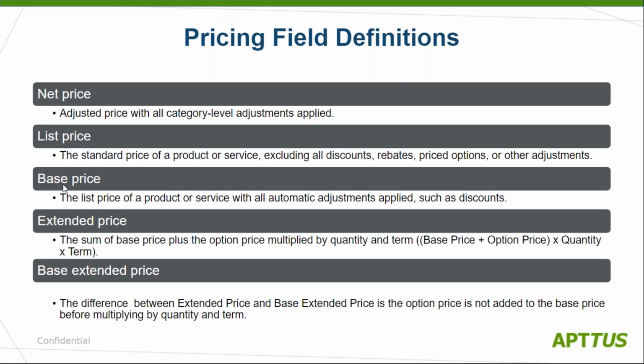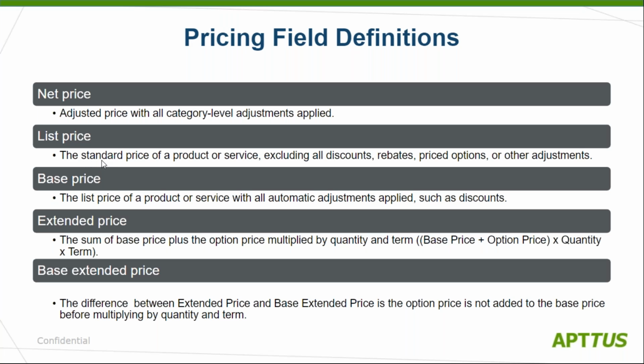Okay, so that is why, if you see the definition, it is the list price of a product with all automatic adjustments applied, so discounts. If you try to apply a discount directly on the list price, it won't happen. Whenever you apply a discount on a list price, it will be reflected on the base price. It will not reflect on the list price.